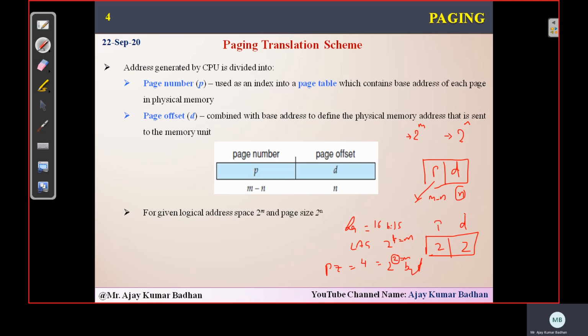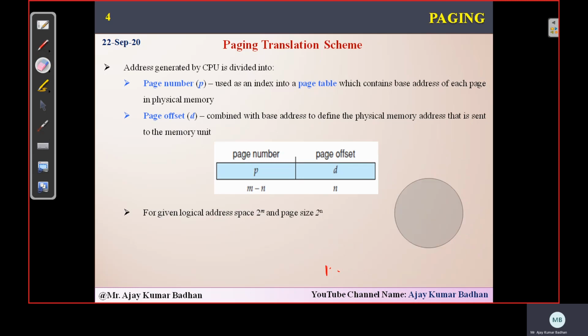Remember that displacement and page offset are the same. Don't get confused. These two are references. We are using them interchangeably here, but displacement and offset are similar. So this is the way we find the page number and offset.